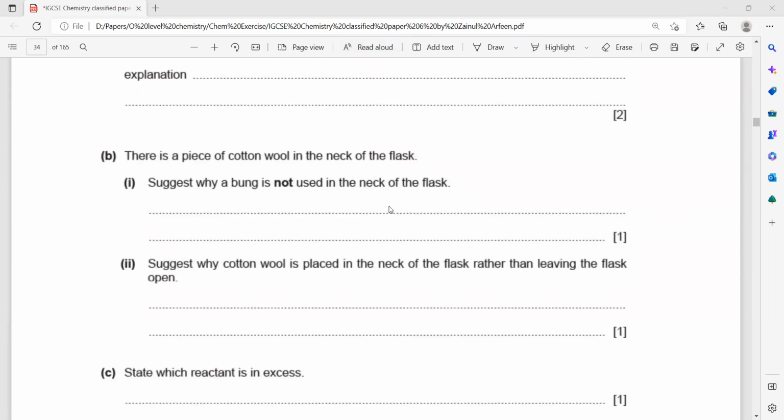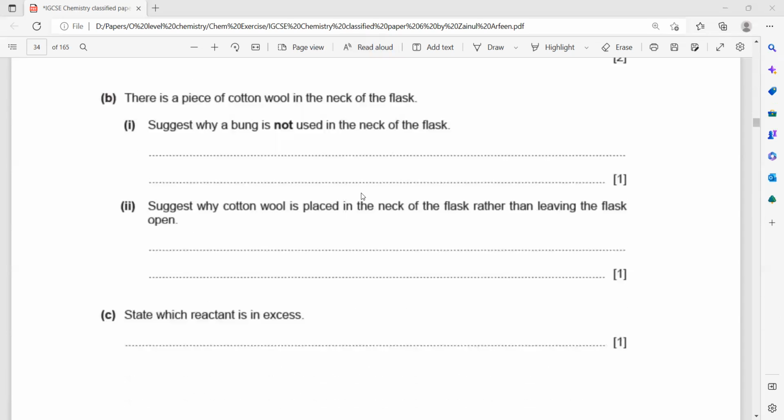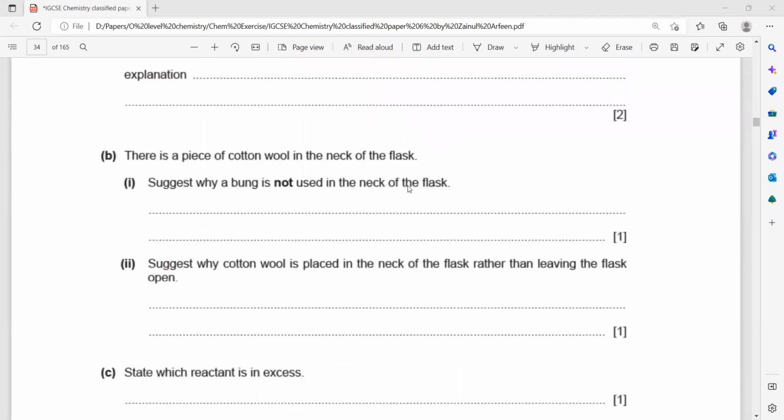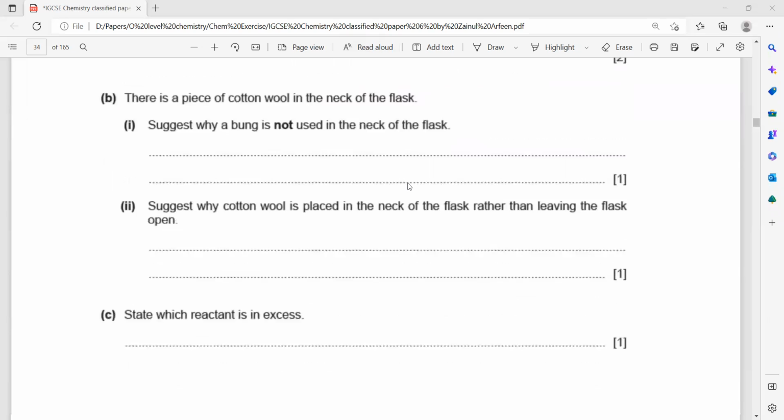There is a piece of cotton wool in the neck of the flask. Suggest why a bung is not placed in the neck of the flask. Like, why we did not place a bung or a stopper. The gas will pressurize the apparatus and it will burst. Or you can also mention, as I just mentioned, that because of the bung the gas will not escape, so the mass will not change.